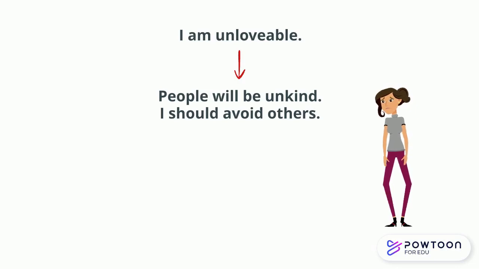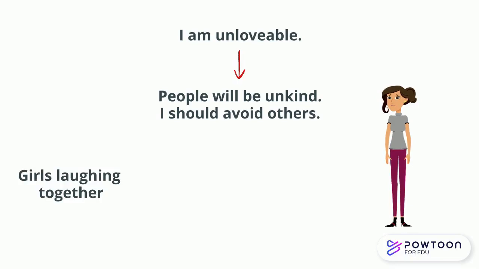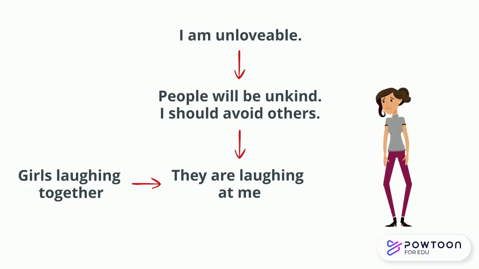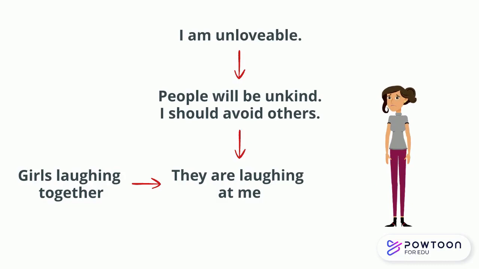other people. So let's put this all together and look at the big picture of how we would conceptualize this situation with the cognitive model. When Jane sees other girls in the hallway laughing, she has the automatic thought that they are laughing at her because she has a core belief that she is unlovable, and the intermediate belief that other people will be unkind to her. Additionally, her rule that she should avoid other people keeps her from finding out if the other girls were indeed actually laughing at her.